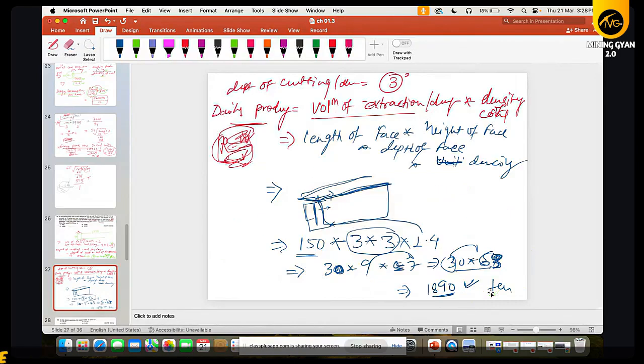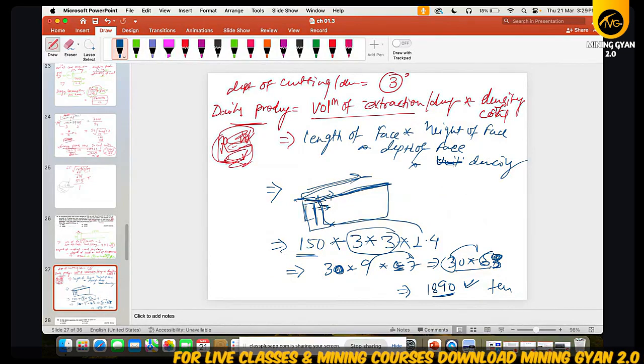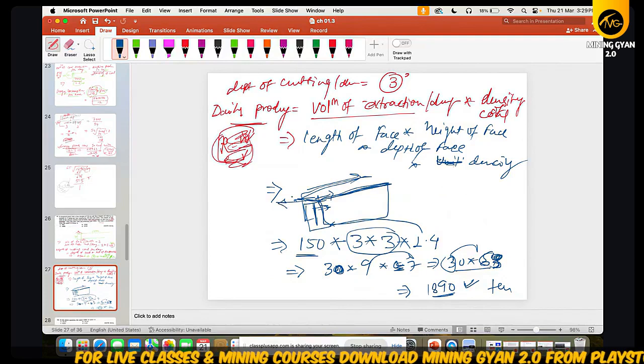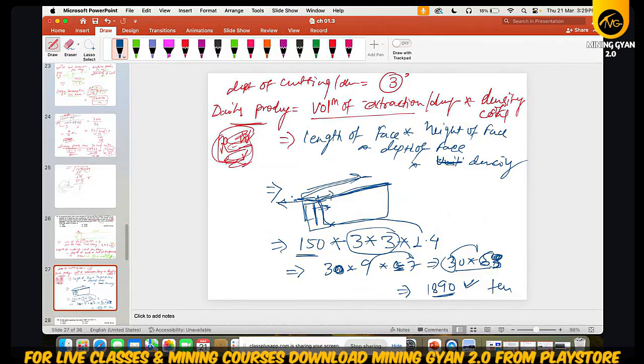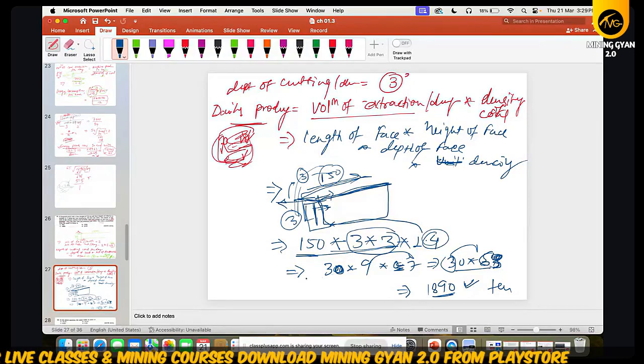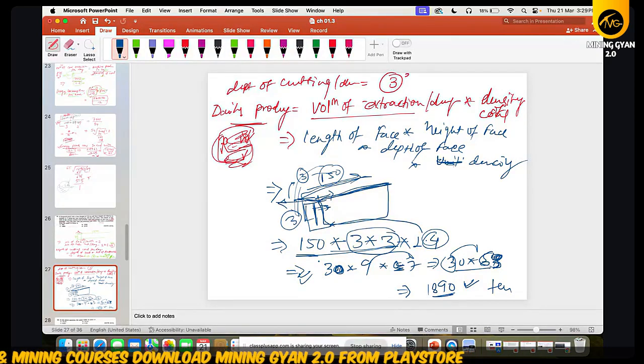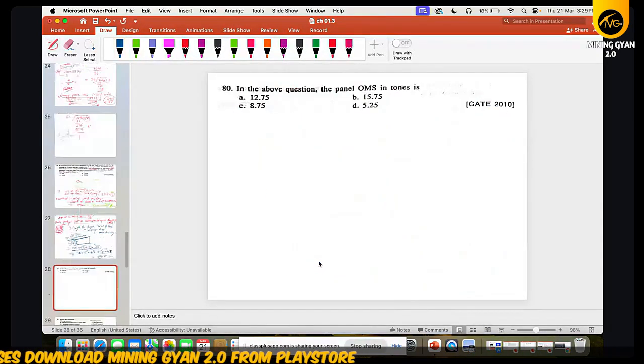Then the daily production क्या होता है? Volume into density of the coal. Volume, how can we find out? So length, height, and depth. So depth we have calculated 3, height 3, and length 150. Multiply, we get volume, and this is your gravity. So when we multiply, we will get our answer. Come to the 80.